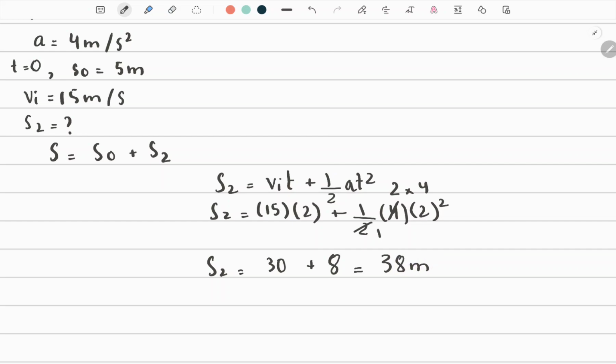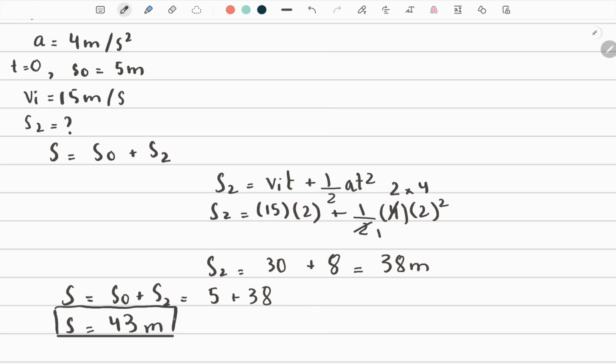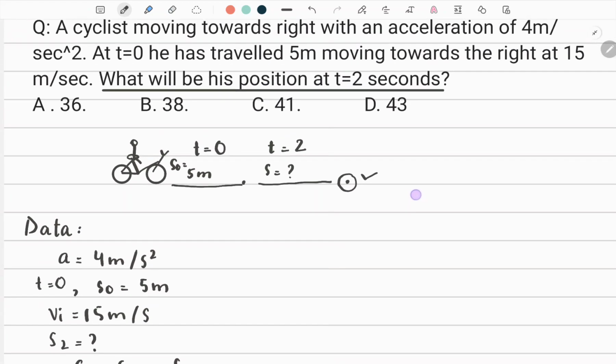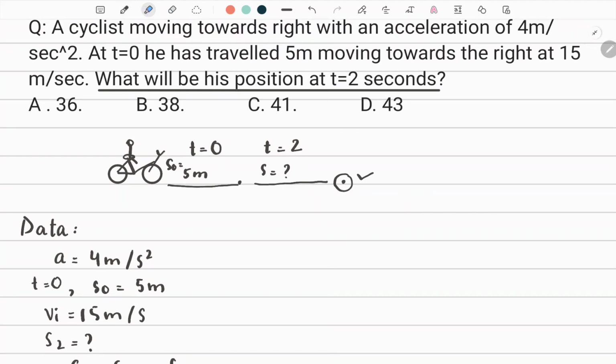38 meter. And then for the final answer, just adding both the distances, 5 plus 38, and we get 43 meter. This is our final answer. Looking at the options, the correct option would be D, that is 43.